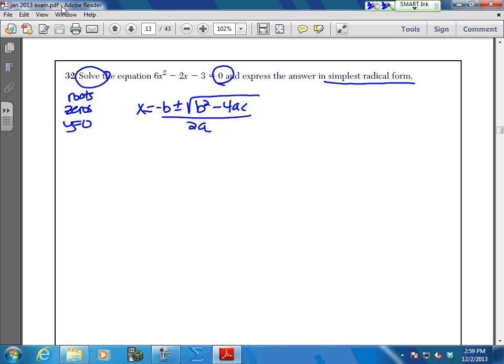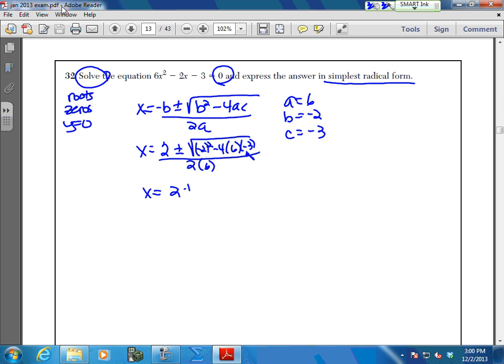I like to make an information box. Pull out A, pull out B, watch the negative sign, and C. And then substitute them in. Now, when you have a negative of a negative, there's your positive. And plug everything in. There's your negative 2 squared. Be careful of your parentheses. All over 2 times A. Resolve this in your calc without your radical sign. Just put that part in, leave your radical sign out, and that comes to 76.